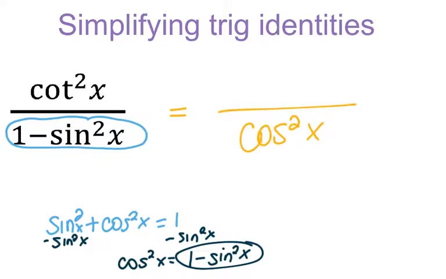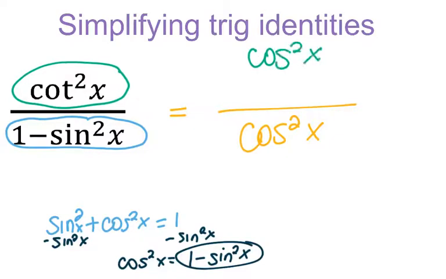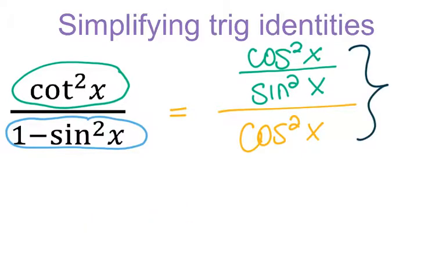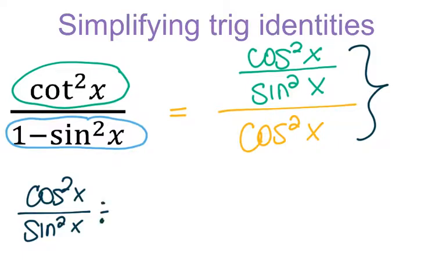On the numerator, I'm going to change that to its quotient identity. So cotangent squared x, we're going to rewrite as cosine squared x divided by sine squared x. Now we see we are working with a complex fraction. Let's take that complex fraction and rewrite it: cosine squared x over sine squared x, with a division symbol, divided by cosine squared x.